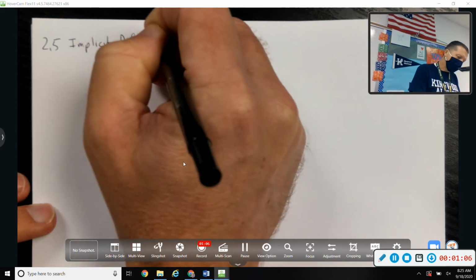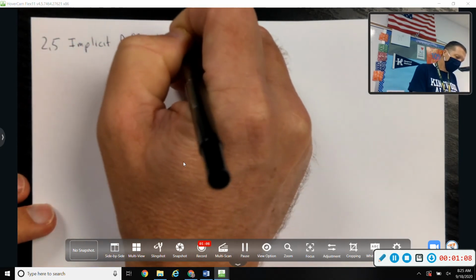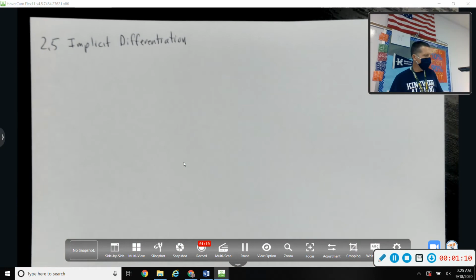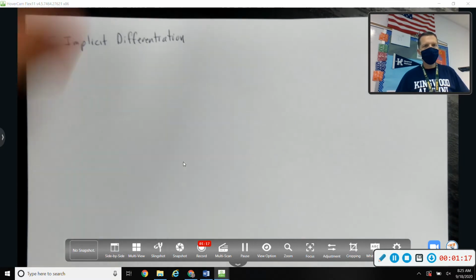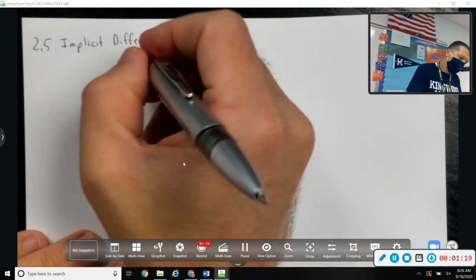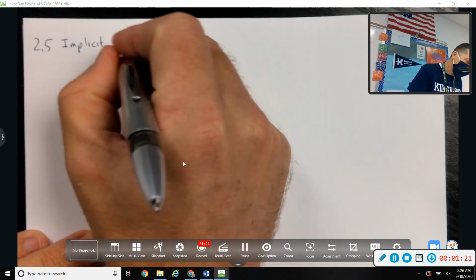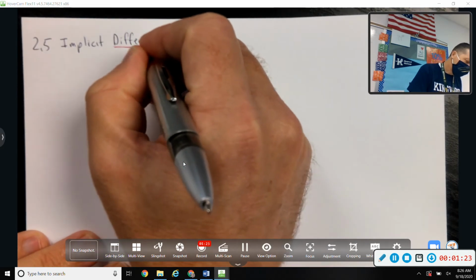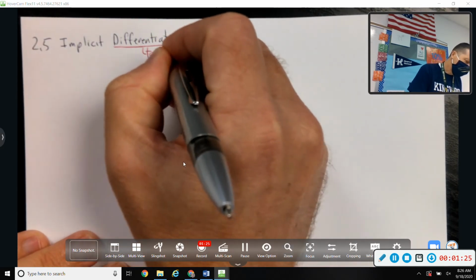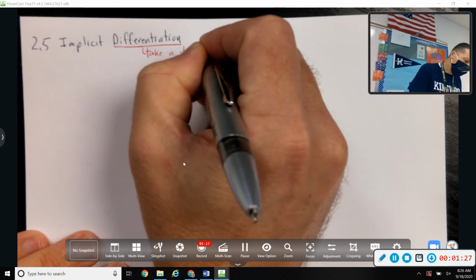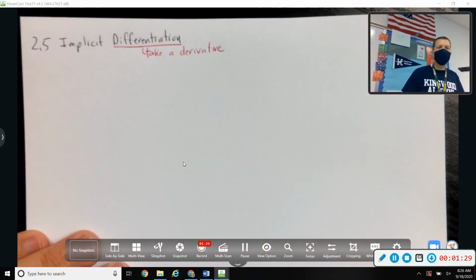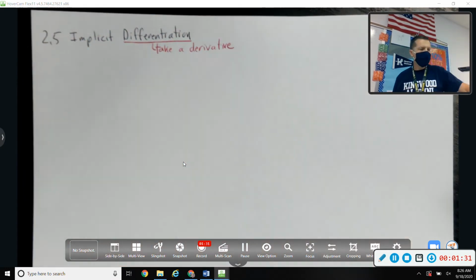Implicit differentiation. So 2 big words there. Let's talk about what the words mean. Differentiation, I think you know what that word means. Take a derivative. So that's just fancy talk for take a derivative. So we know how to do that.